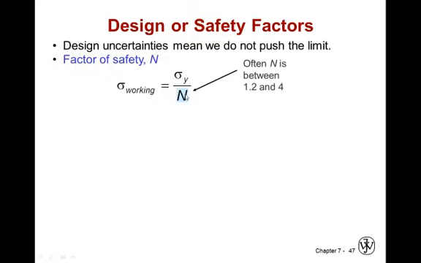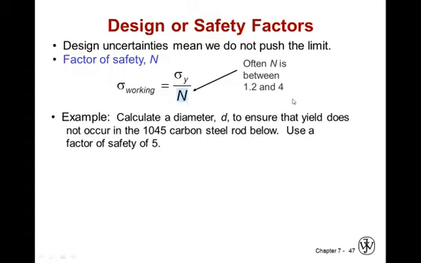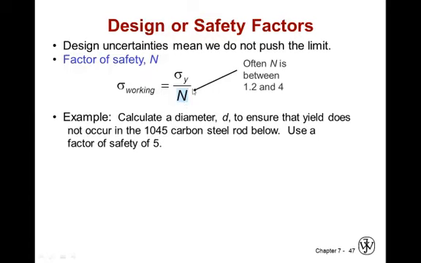So this factor of safety reduces the stress that we should design to. So we take the yield stress or some other failure stress that we've noted, whether it's maybe the ultimate tensile stress, and we divide it by that factor of safety to give us our working stress that we will design to. Sometimes this factor of safety is referred to as FS, not necessarily N.